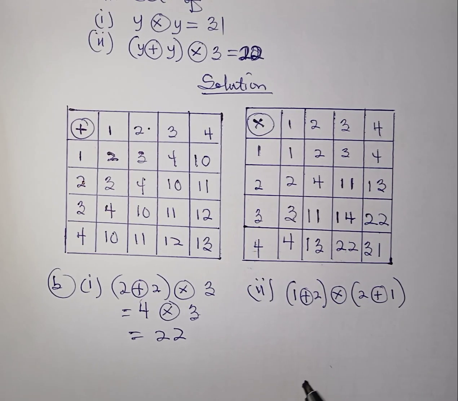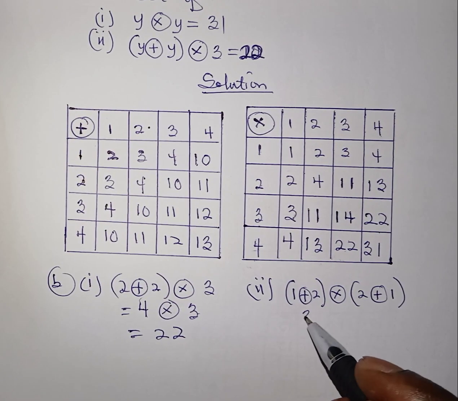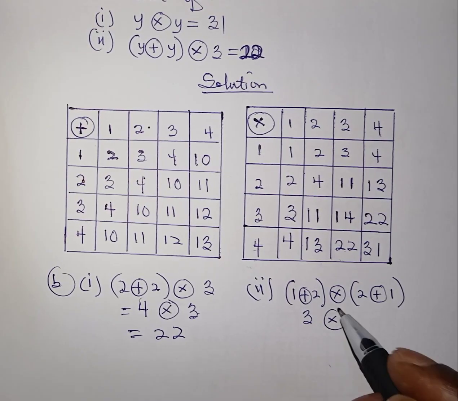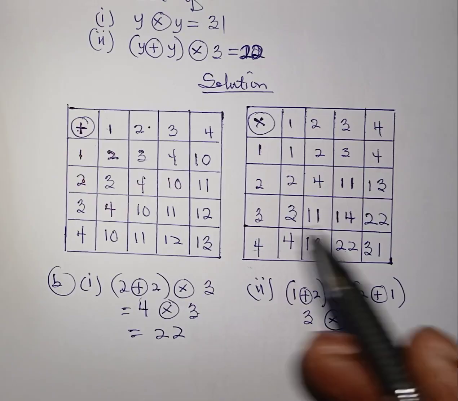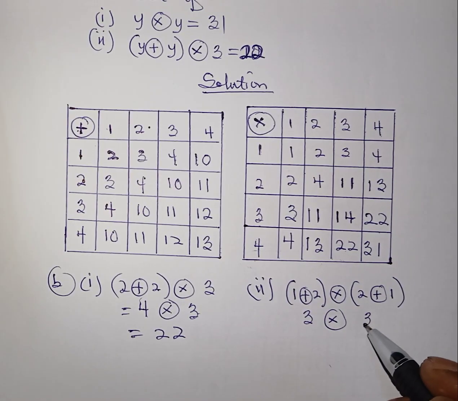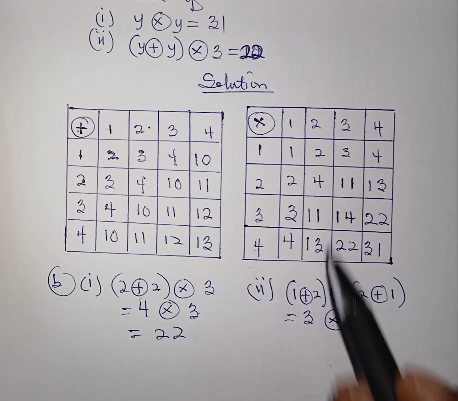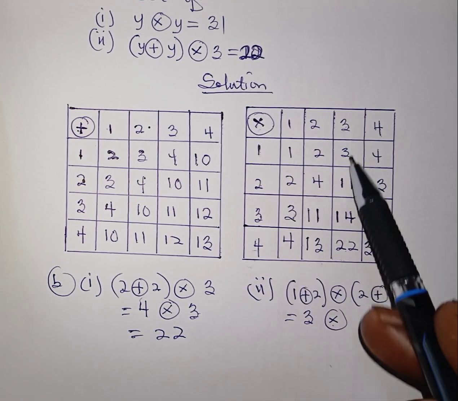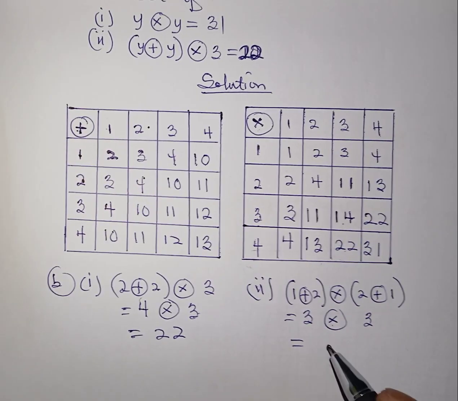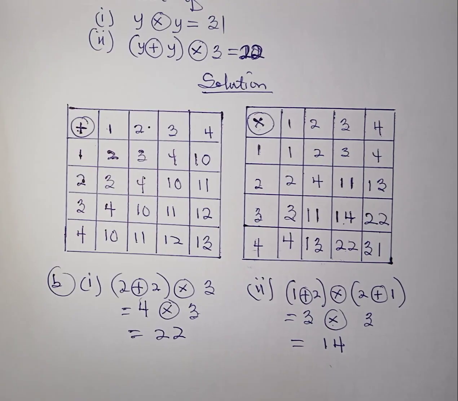So here we come again, we do what is in the bracket first. So 1 plus 2, 1 plus 2 is what? 3 times 2 plus 1. 2 plus 1 gives us 3 again. Then we apply what? 3 times 3. 3 times 3 gives us what? 14. That is 1, 4. And that also gives us our answer.